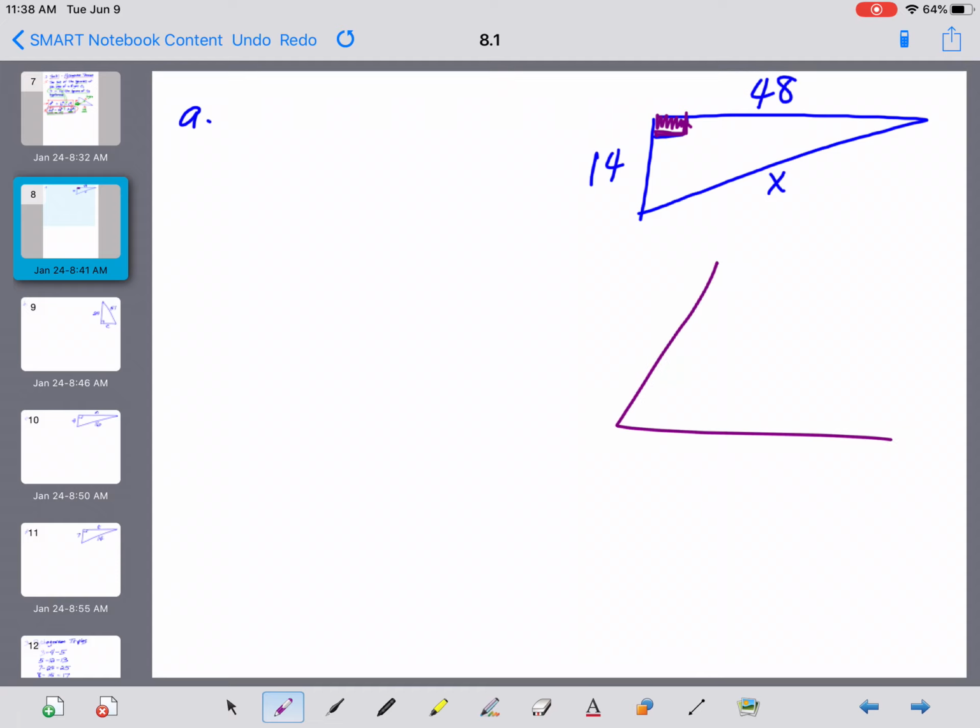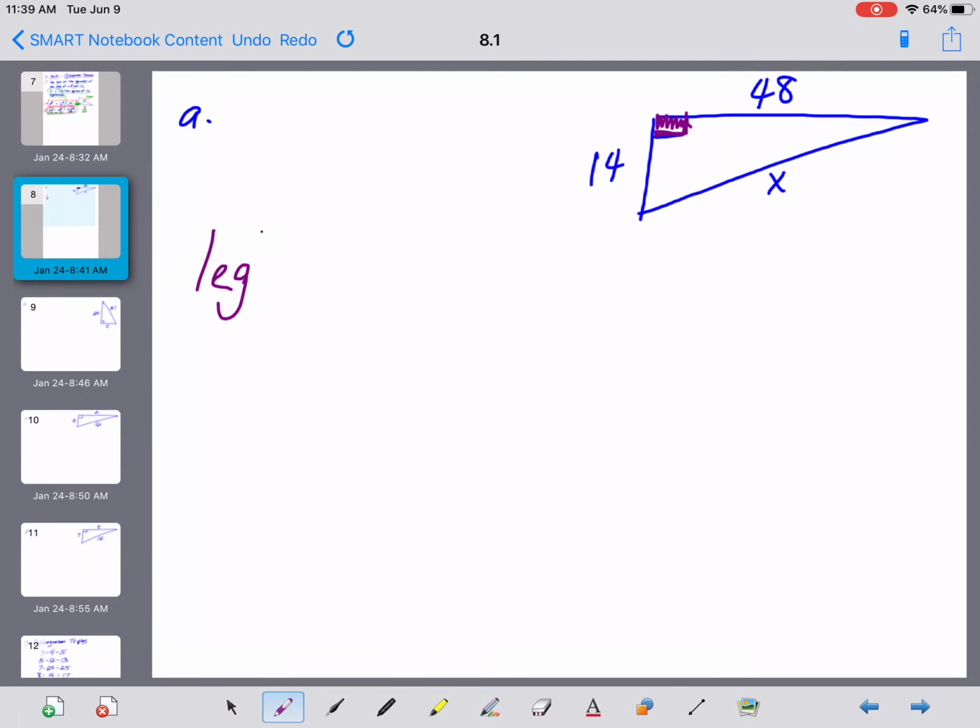If this triangle looked something like this, where this was a 14 and this was a 48 and this was an x, the Pythagorean theorem would not apply to this figure because this is not a right triangle. But in the one that is given to us, we're good to go. Okay, so I'm going to do this the way I like to do it.